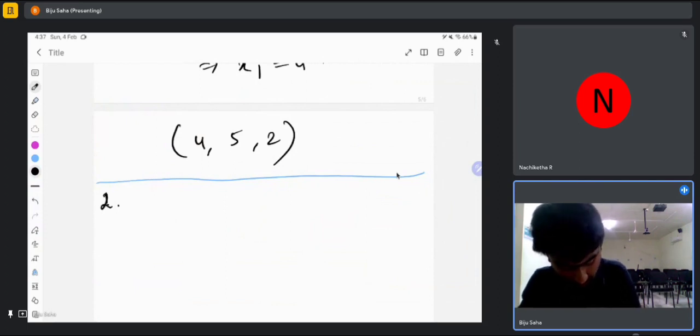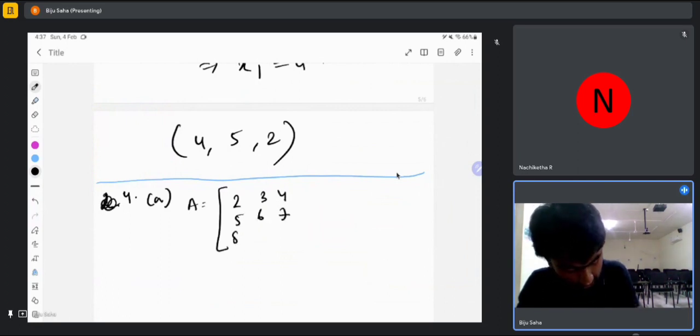I think it was problem number 4. Yeah, 4a. So the matrix was given as 2 3 4 5 6 7 8 9 1.